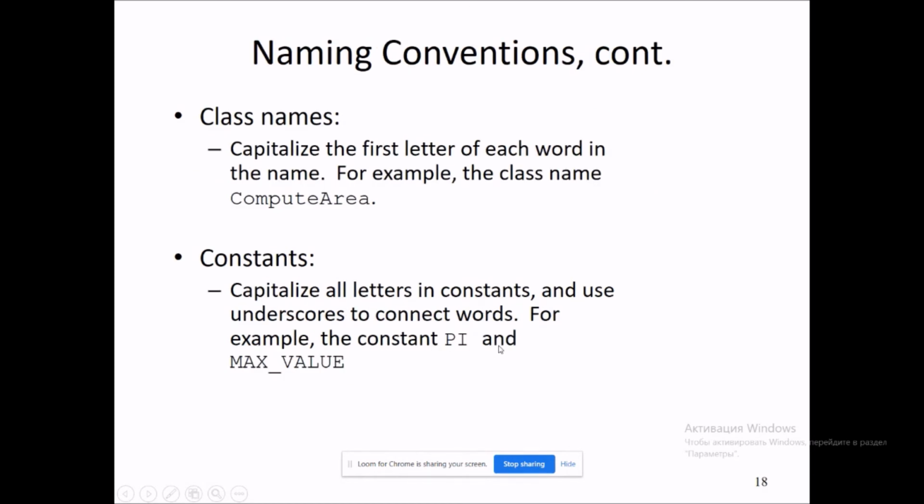What else? Naming conventions. Class names. Class names capitalize the first letter of each word in the name. For example, the class name is ComputeArea. In general, class names start from a capital letter. Constants. Capitalize all letters in a constant and use underscore to connect words. For example, the constant PI or MAX_VALUE.